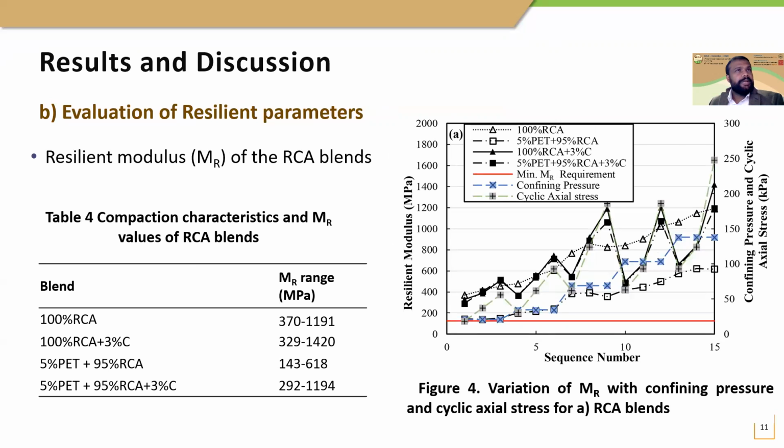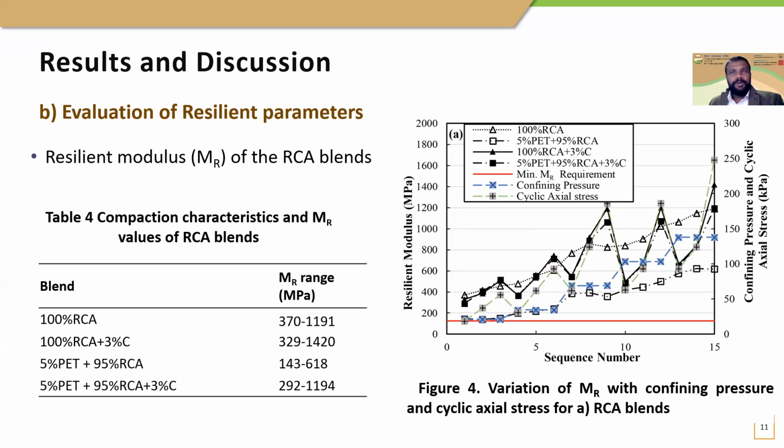Moving on to the evaluation of resilient parameters, the resilient modulus, MR, of the RCA blends was determined by the RLT test, which defines the material response to traffic loading under existing physical conditions and is commonly adopted as an input parameter in designing flexible pavements. The variation of resilient modulus of RCA blends and CB blends under 15 combinations of confining pressures and cyclic axial stresses is presented in this figure. The range of resilient modulus values of the RCA blends is summarized in the table.